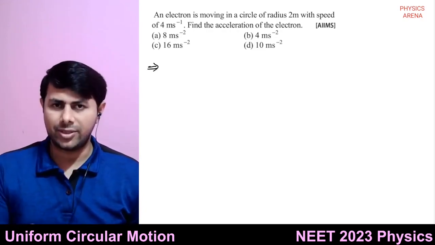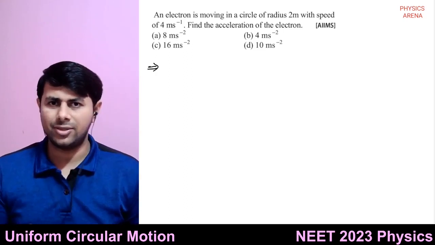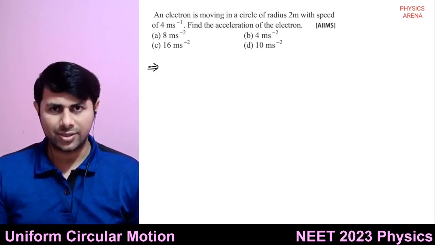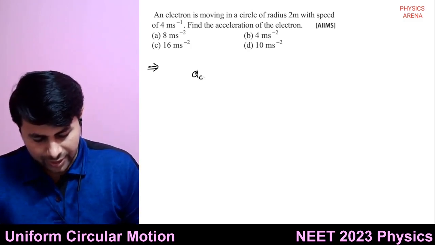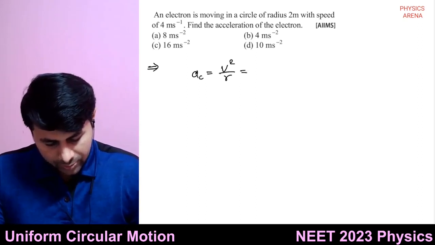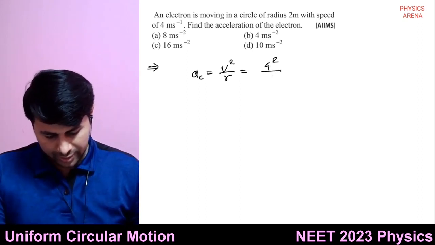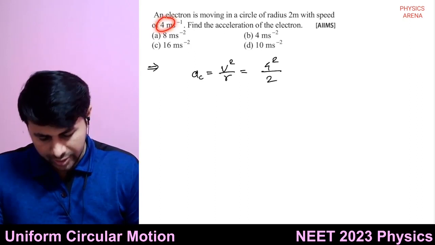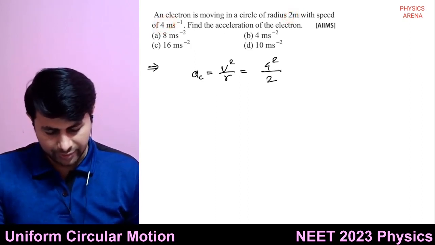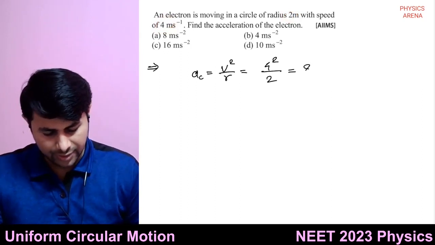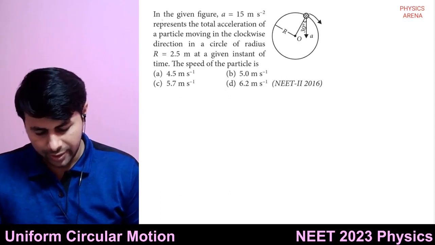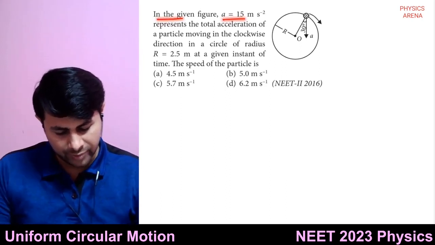It is moving with constant speed in a circle, so there is no tangential acceleration because the magnitude of velocity is constant. So centripetal acceleration only, which is V square by R, which is 4 square divided by 2, because speed is 4, radius is 2. So 16 divided by 2, answer is 8 meters per second square.